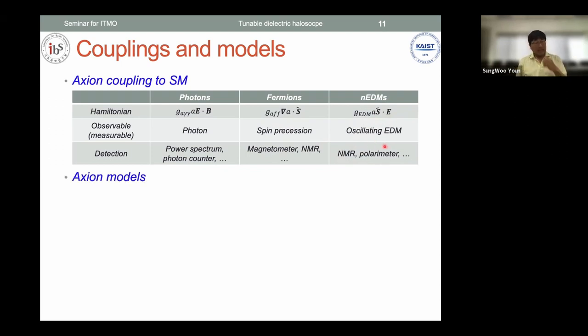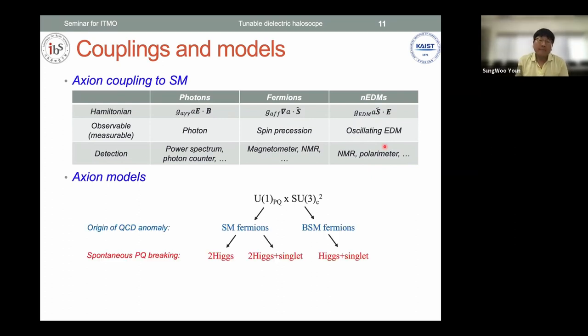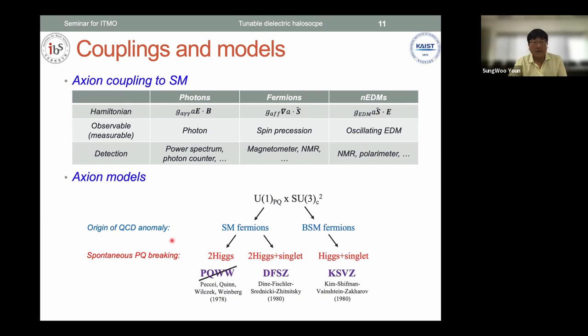So there are several models of the axion depending on the origin of the QCD anomaly. This is inside the standard model or outside of the standard model, depending on the spontaneous symmetry breaking scale. So it has been relevant with the two Higgs doublet and the singlet. And as I mentioned just before, the PQWW, the standard axion, was ruled out pretty much right away. And then the KSVZ and the DFSZ models are still sitting there, waiting for us to unveil them.